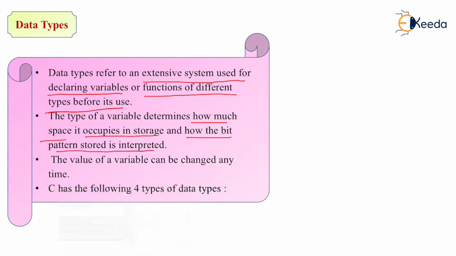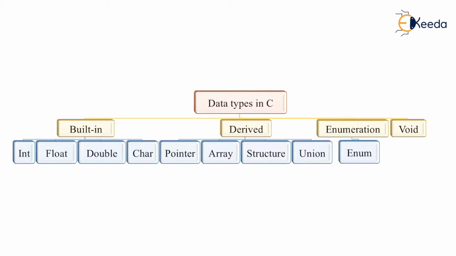Next, there are four types of data types. Now, which are they? We'll see in brief. So, this is the best diagram to understand the data types. Basically, there are three data types. First is built-in. The built-in data types are already predefined by the C compiler.